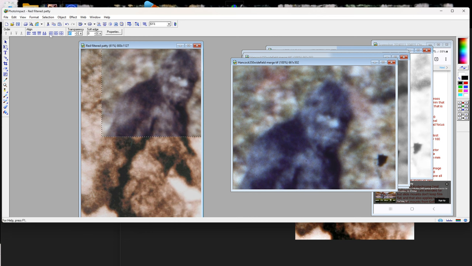Let me go back to about a 35. I like that 40 better. All right. That's just some things you can do when you have an image.